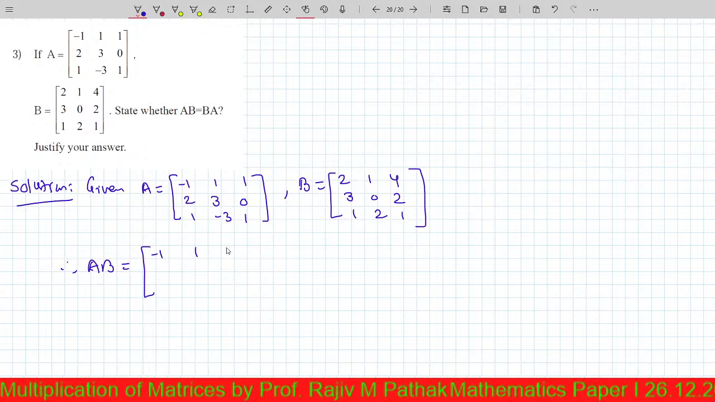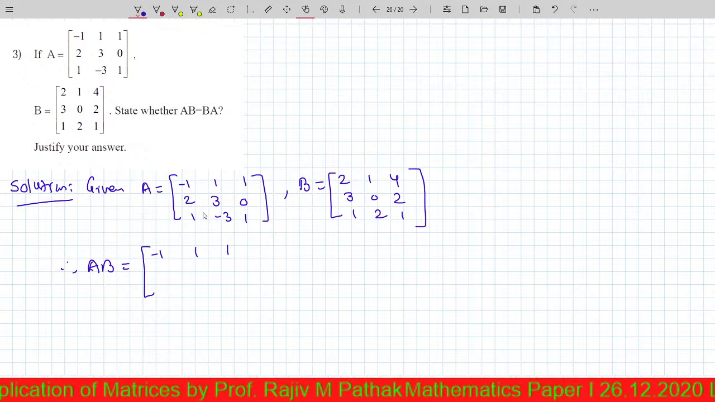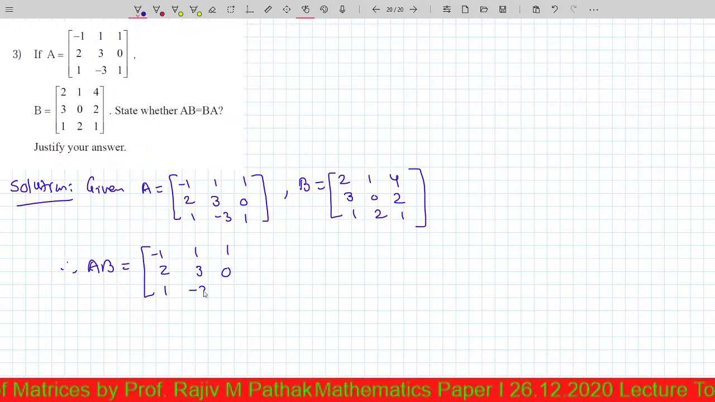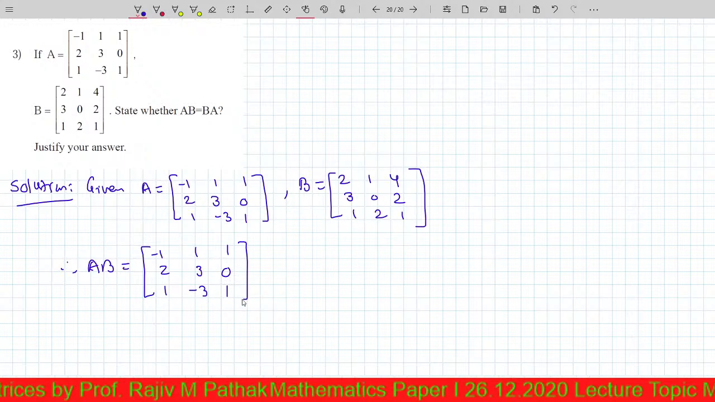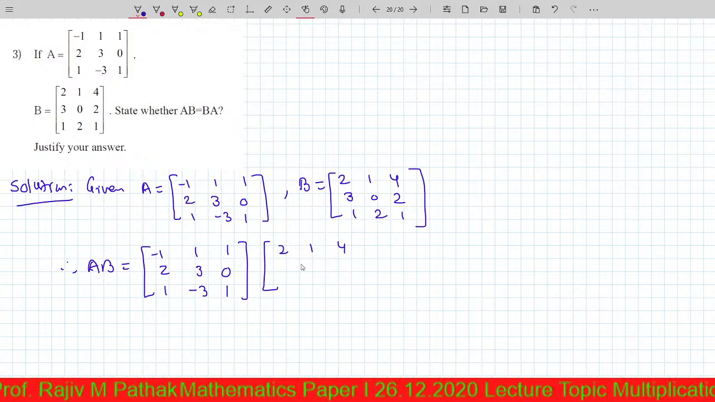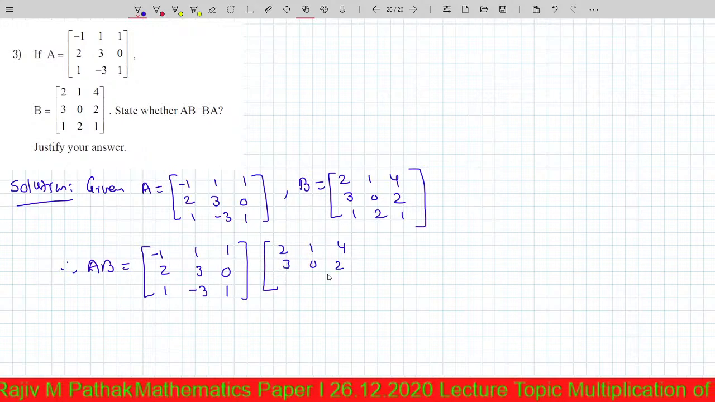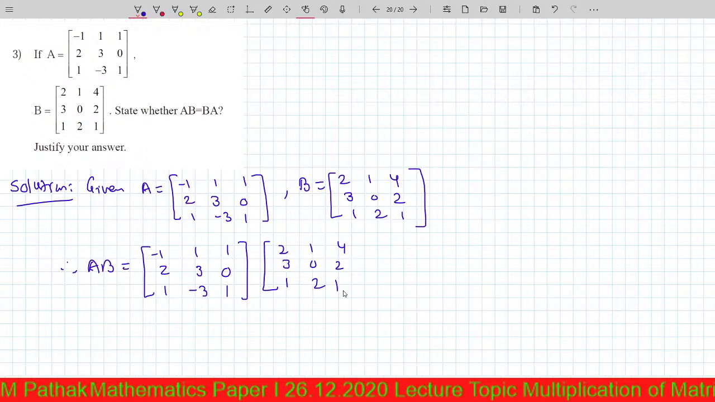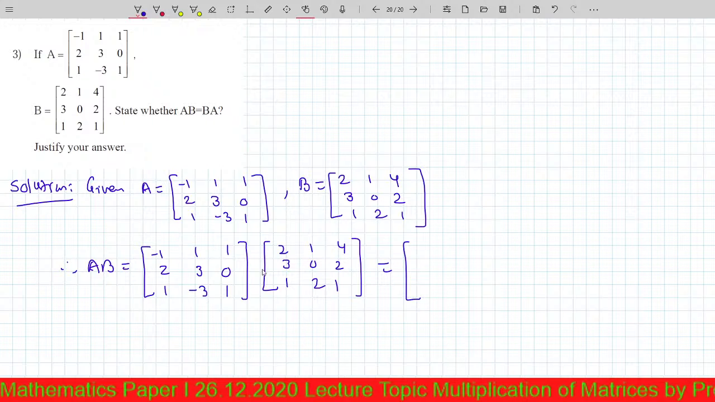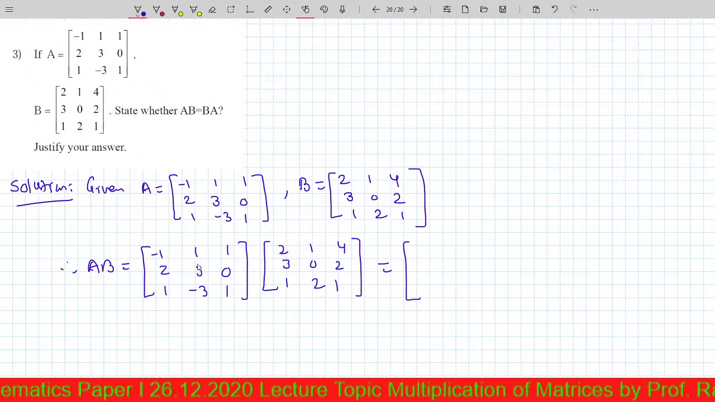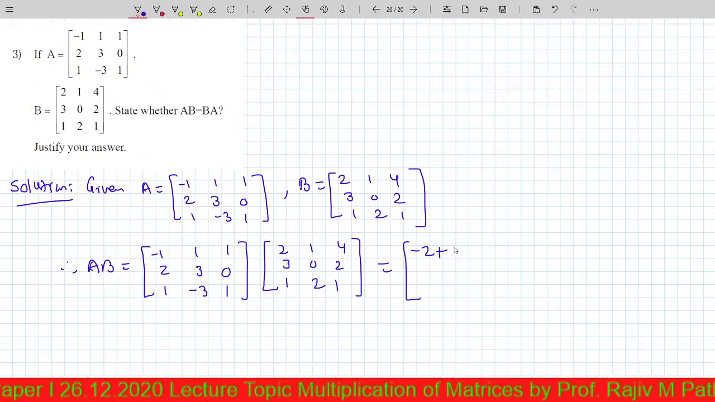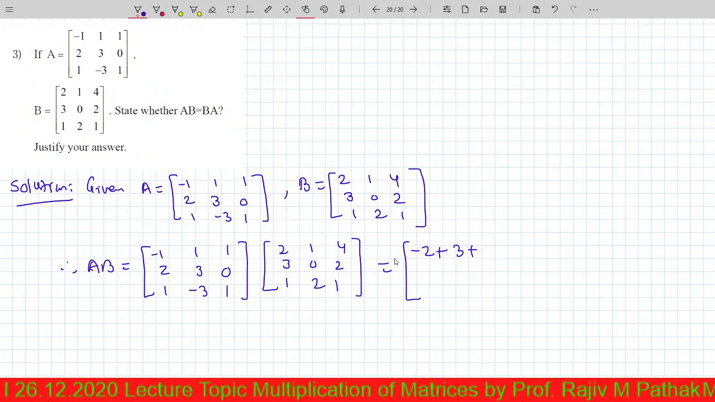So A is -1 1 1, 2 3 0, 1 minus 3 1, and B is 2 1 4, 3 0 2, 1 2 1. Okay, now perform the multiplication. So what we have? First row and first column. So -1 into 2 is -2, plus 1 into 3 is 3, corresponding elements. 1 into 1 is 1.